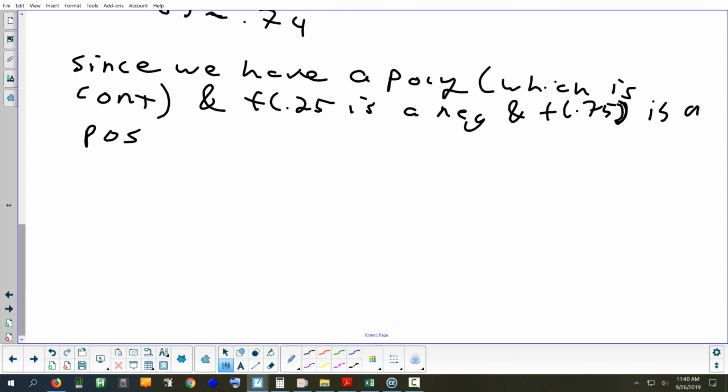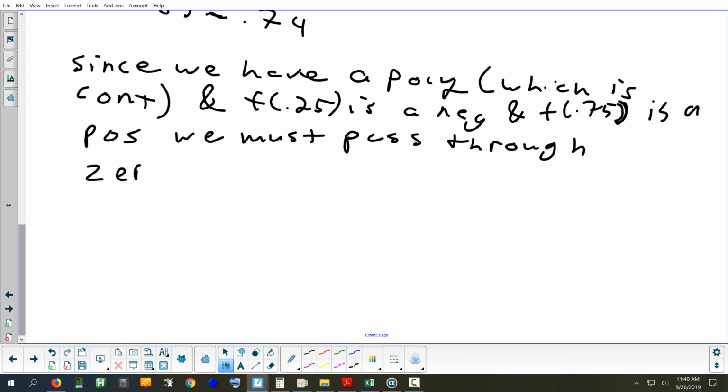Since we have a polynomial which is continuous, and f of 0.25 is a negative, and f of 0.75 is a positive, we must pass through 0. We have to. There's no way to go from a negative number to a positive number without going through 0 and have it be continuous.